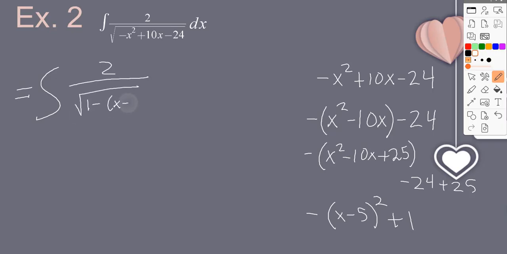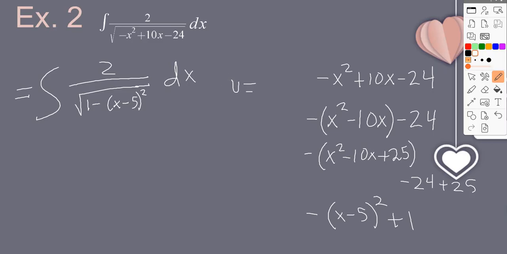So now do we look like we are in the form of our inverse sine? Yeah. The 2 on top's not going to be a problem, right? It's just going to be a constant in the front. But instead of an x, what do we have right now? X minus 5.